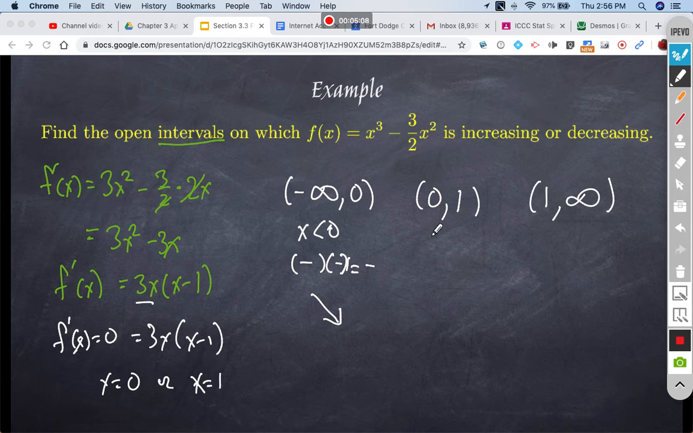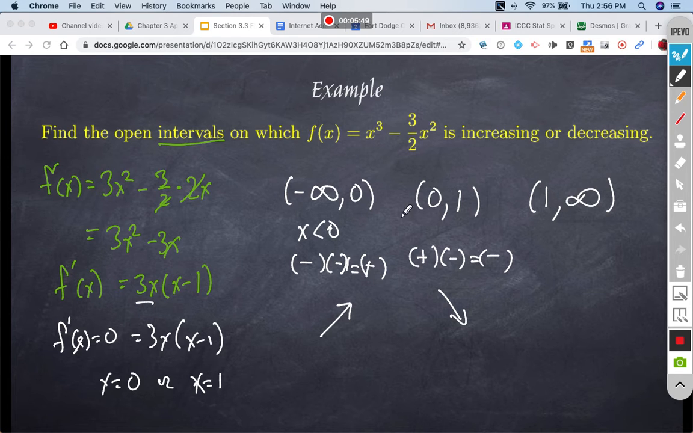If x is between 0 and 1, well, x is positive, so 3 times a positive number is positive. A number less than 1 minus 1 is going to be negative, so we have a positive times a negative. That equals a negative. I messed up over here, sorry. Negative times a negative is positive. Sheesh. Let's fix this up. I know you were yelling at me while I was going through here. This one, though, is definitely negative, so this is going to go down.